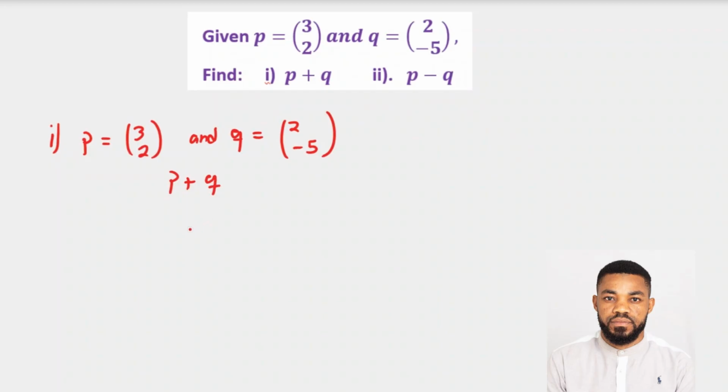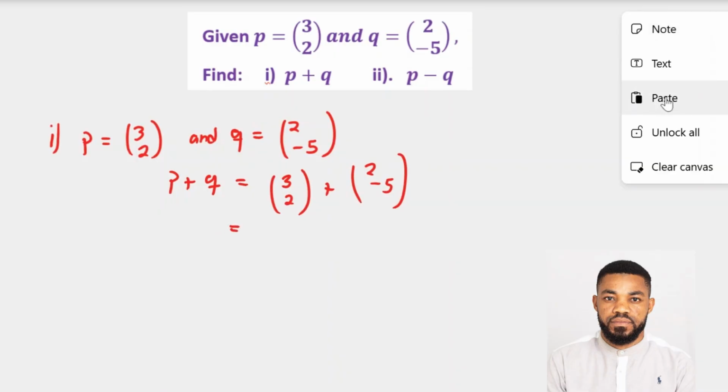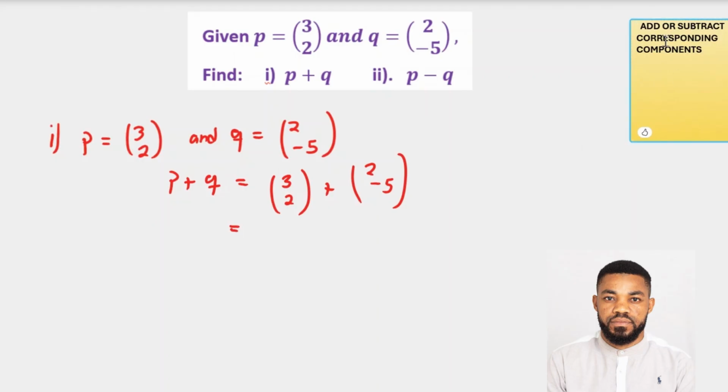So you can do substitution straightforward, right? So that's going to give me, the vector P is equal to 3, 2. The operation is addition. And the vector Q is 2, negative 5. So what do we do next? Remember the condition that we are going to use. We add or subtract corresponding components.